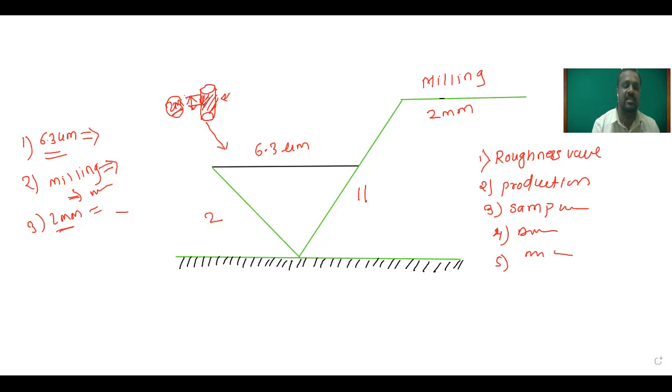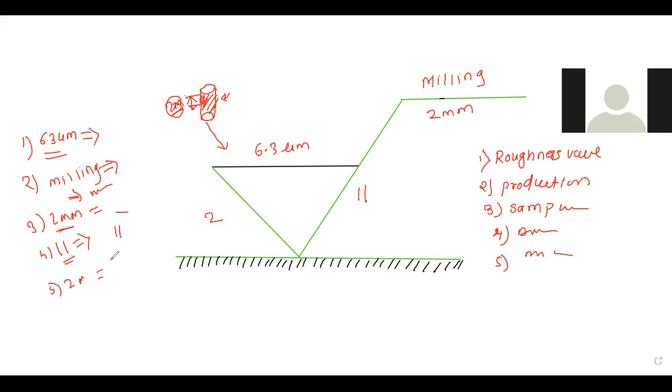Whatever the surface roughness is, we check it like this. So this is the sampling length. Then what is the meaning of this? Direction of lay. It means during production we have to remember the pattern of that irregularity, it should be parallel. Understood? And what is this 2 mm? Machining allowance. Even during production we have to allow 2 mm as machining allowance.